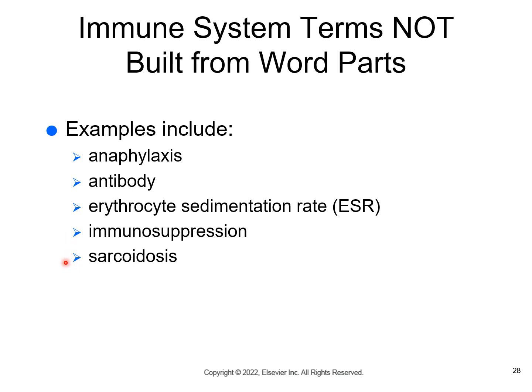Sarcoidosis is an autoimmune disease where the body creates granulomas, and it can affect the skin and the lungs.